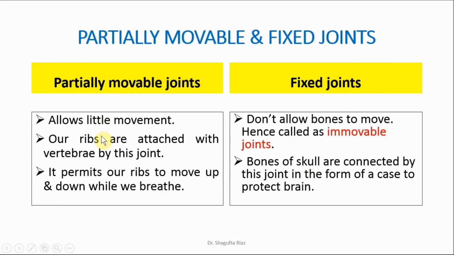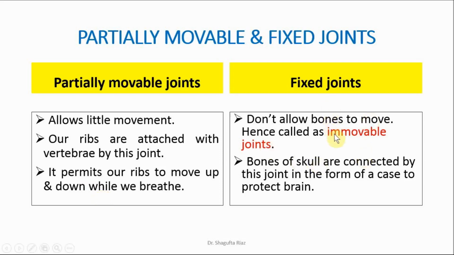Now, partially movable joints and fixed joints or immovable joints. Partially movable joints allow very little movement. This type of joint attaches ribs to the vertebrae, and when we breathe, it allows the ribs to move up and down, right?